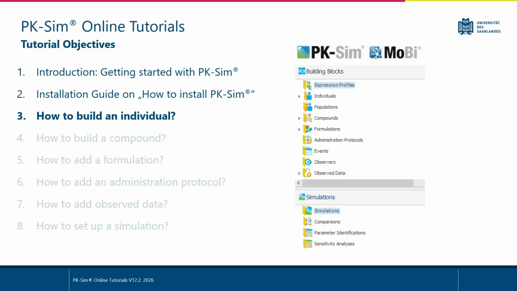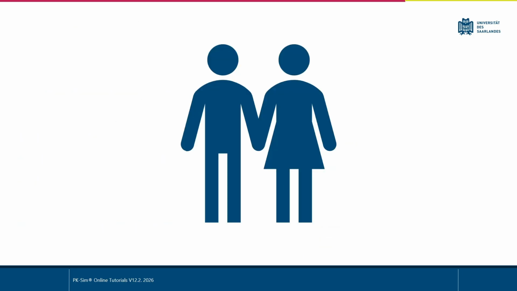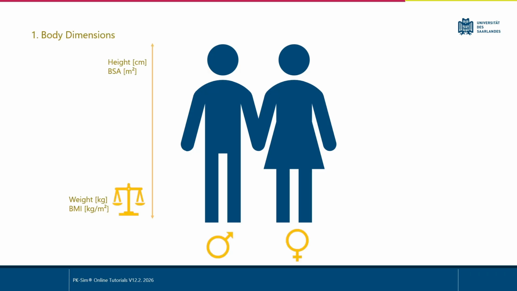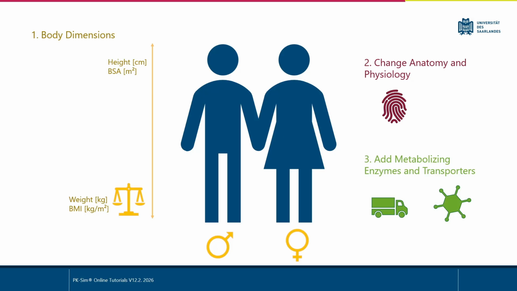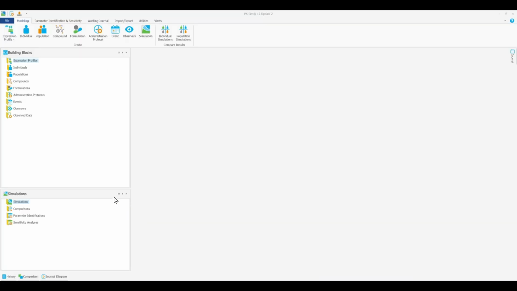In this video, we will show you how to create an individual in PK-Sim. In detail, you will see how to define body dimensions of your individual and how to change the anatomy and physiology. You will also learn how to add metabolizing enzymes or transporters. Before creating individuals, we will set up expression profiles for relevant enzymes, transporters, and protein-binding partners.